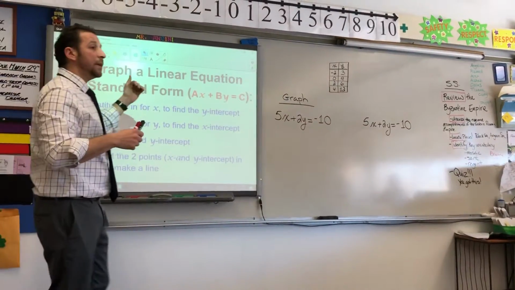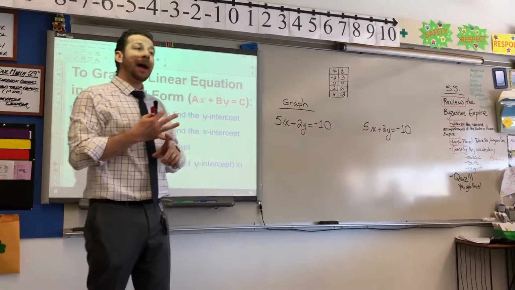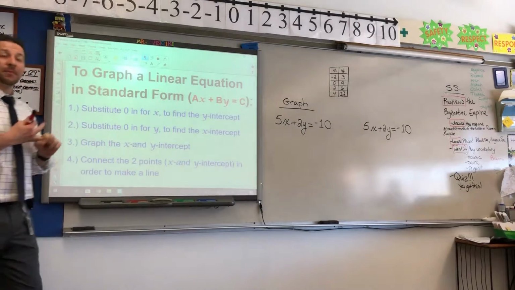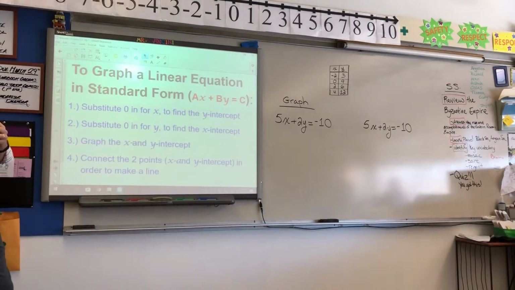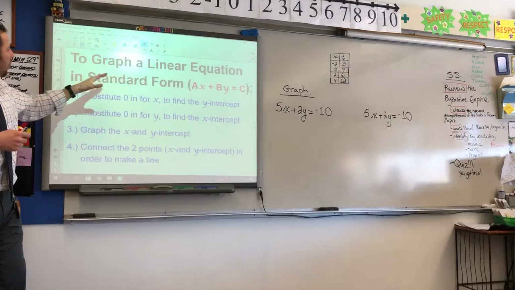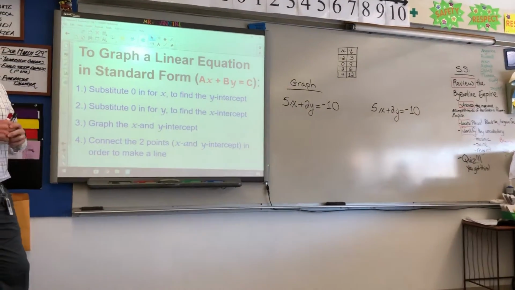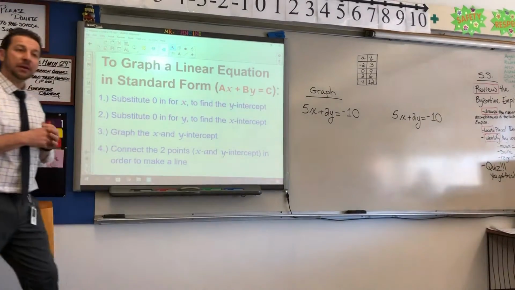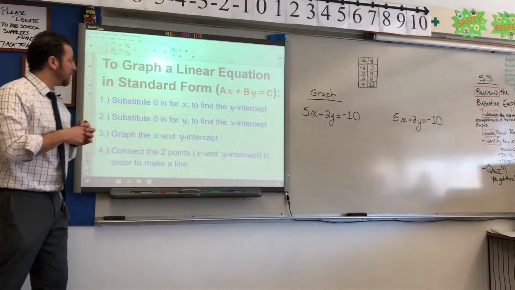So basically, we worked on graphing lines that are in slope-intercept form, y equals mx plus b. Today we're going to look at graphing a linear equation that's in standard form, which is ax plus by equals c. There's basically 4 simple steps that we follow.